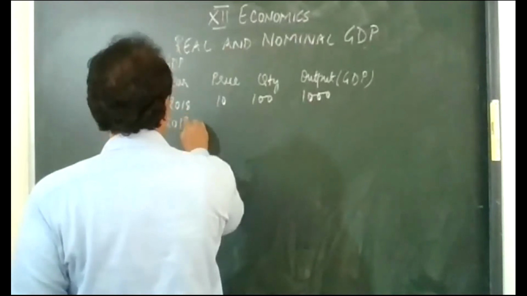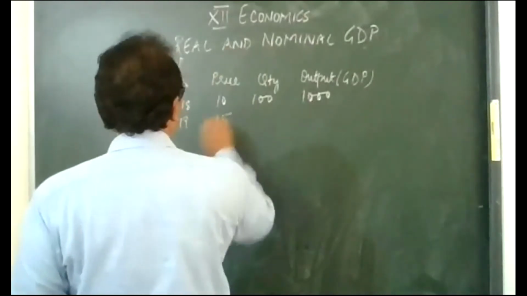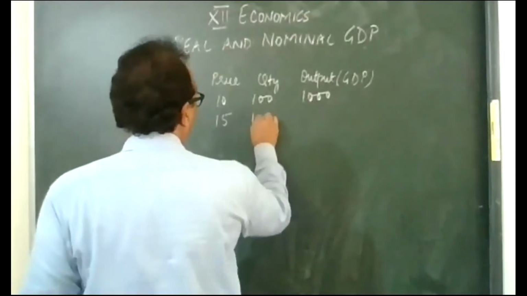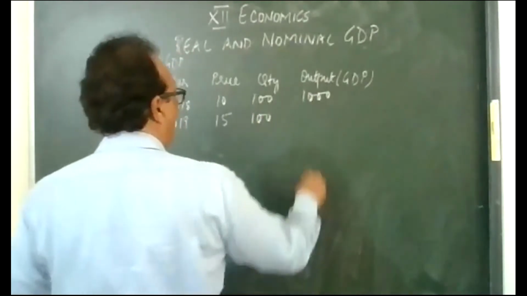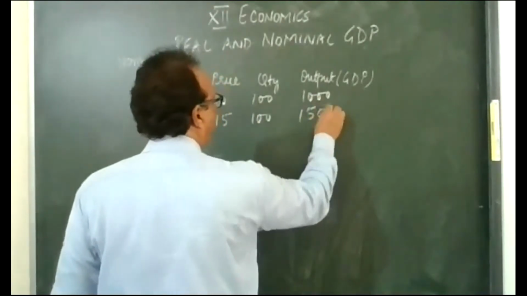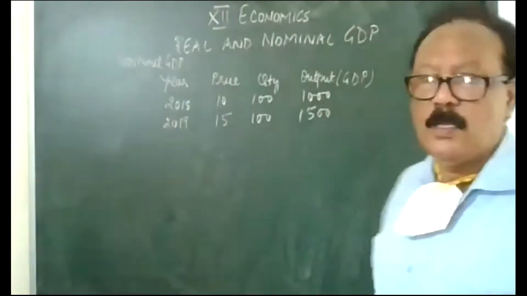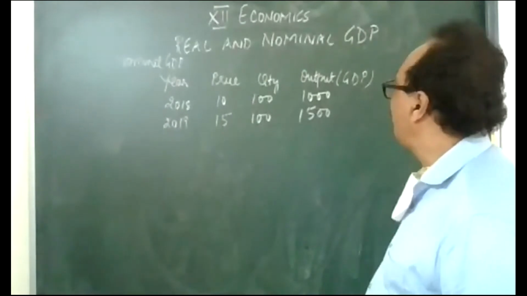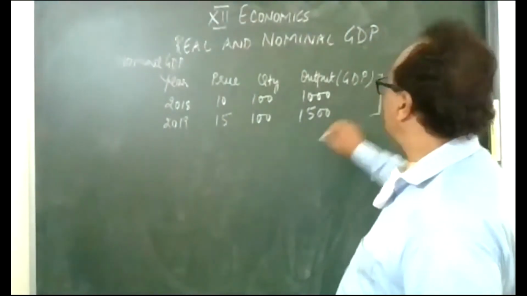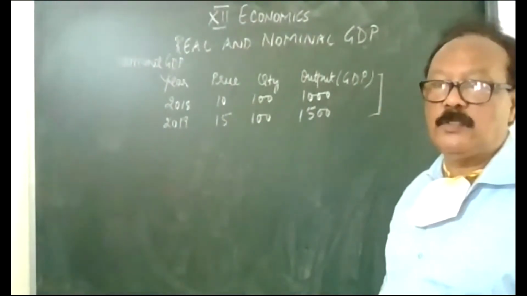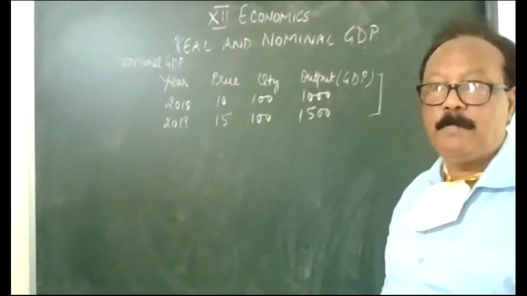In 2019, the price rises from 10 to 15. The quantity is the same. Here it is 1500. Now, what do you see in this small little example? Here the output of the GDP has increased from 1000 to 1500.